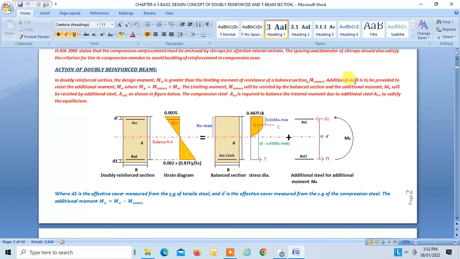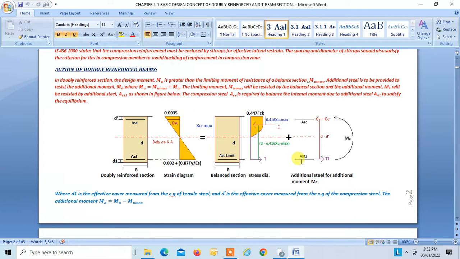So additional steel is to be provided to resist the additional moment Ma, where Mu, the design moment, is equal to Mu max or Mu limit, whatever you say, plus Ma. So Ma is your design moment minus the Mu max. That is your additional moment. To resist this additional moment, you have to provide additional steel, that is Ast1.